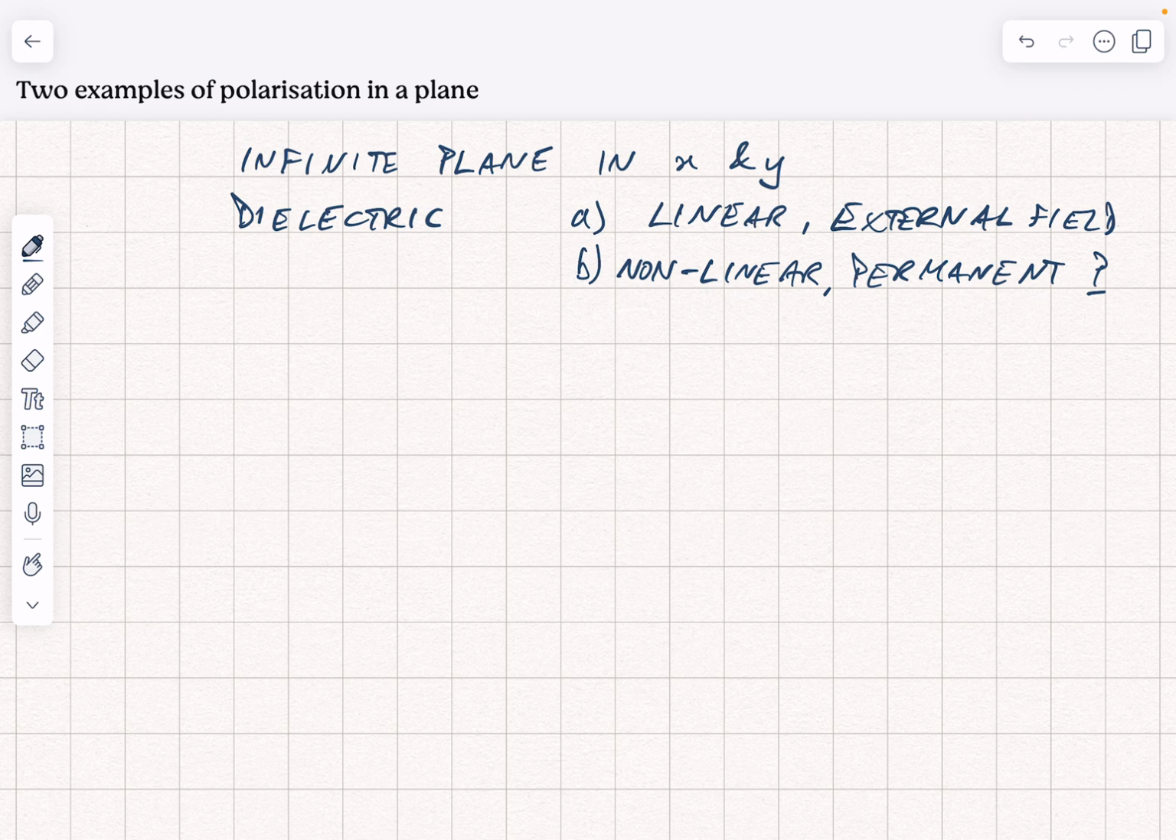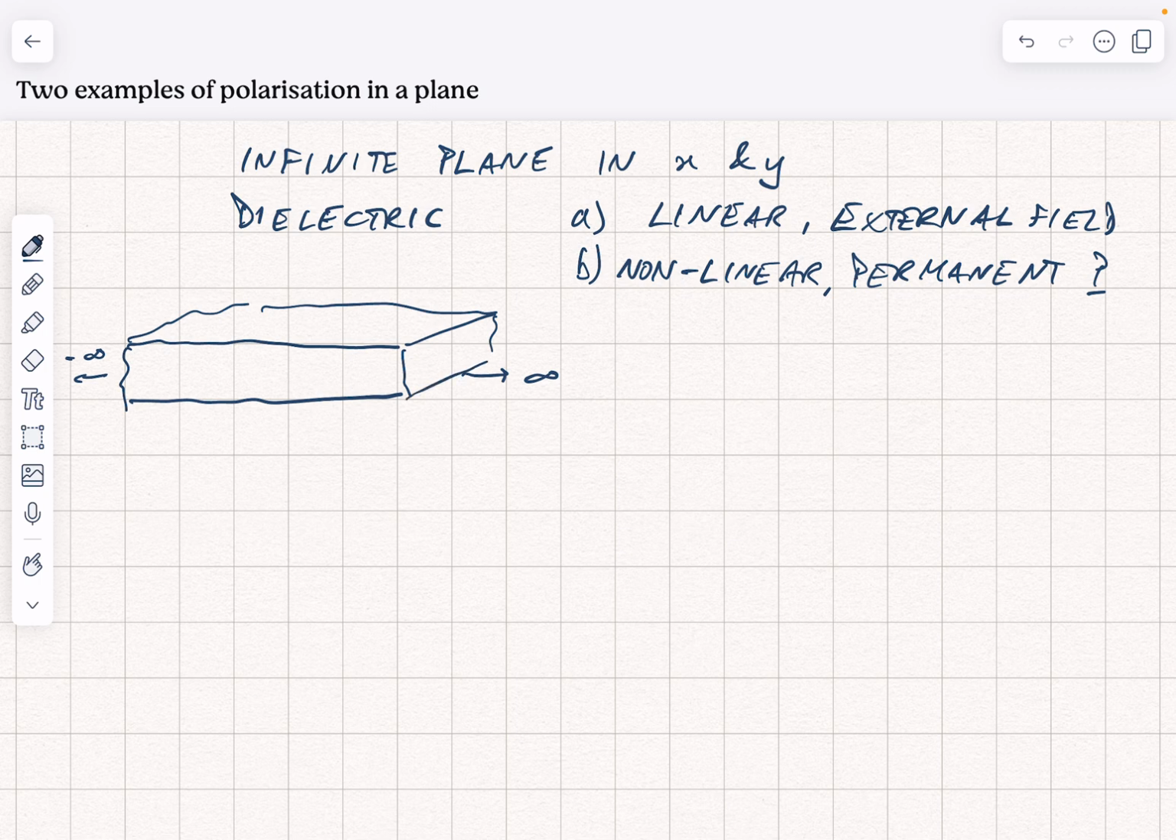So let me just sketch that briefly. So we'll have a plane which goes off to infinity in these directions. And if you wanted to, you could consider it looking like this as well. This is going to be the z direction.